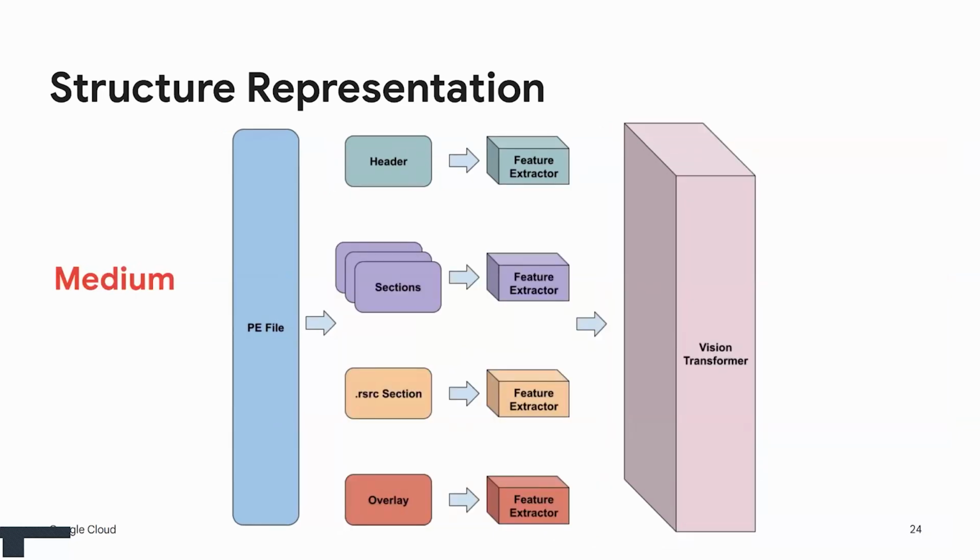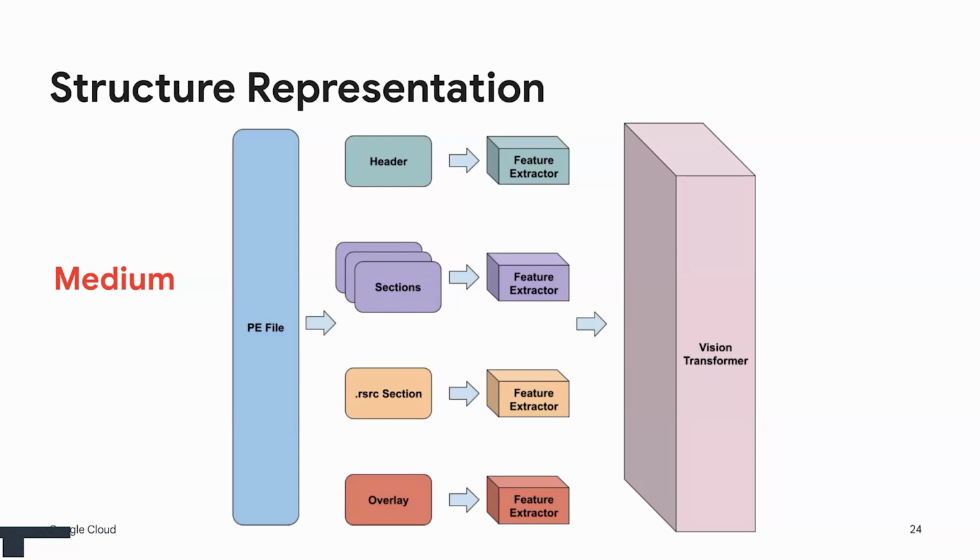For the medium setting, we parse out more things. Each of the sections gets parsed out and has its own representation. The resource section, which is a special section usually containing things like fonts or different language translations, and which probably shouldn't have code in it, but sometimes does, gets its own feature extractor. Anything appended to the end of the file is called the overlay, and gets its own feature extractor.